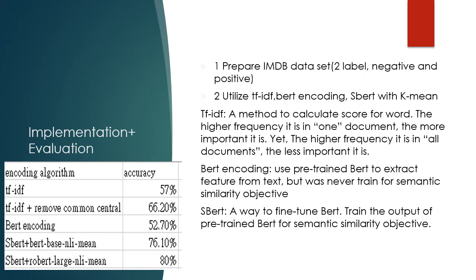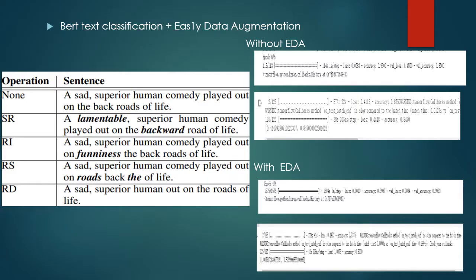Take a look at that left bottom figure. SBERT shows 80% accuracy, which means 80% of the cluster results of SBERT is the same as the original dataset. Because SBERT shows the best accuracy, I treat its clustering result as training data and feed it into BERT text classification with easy data augmentation.